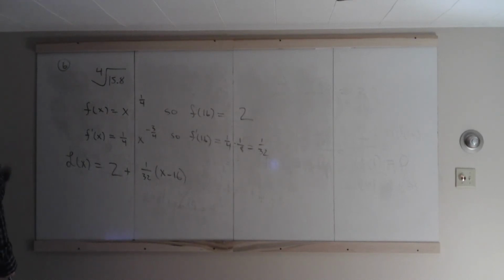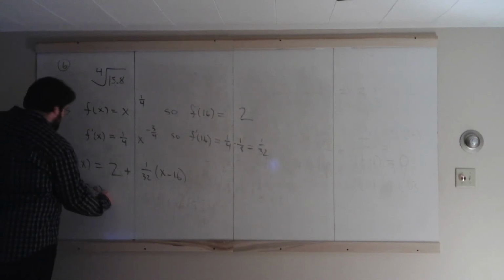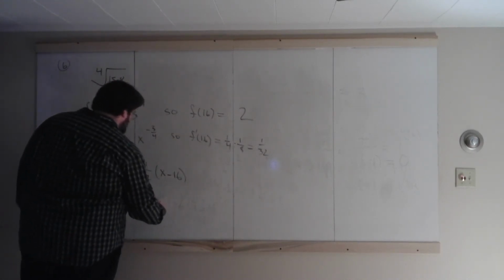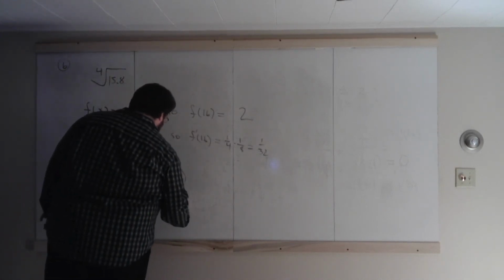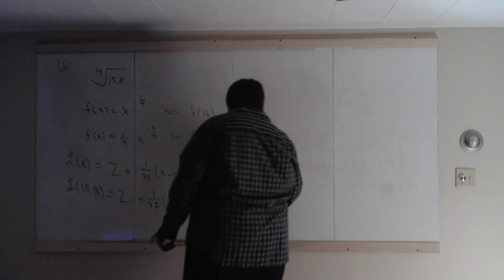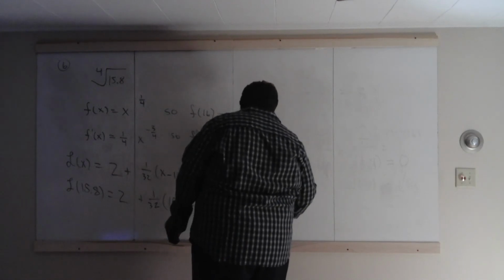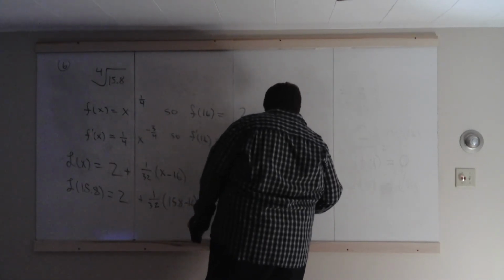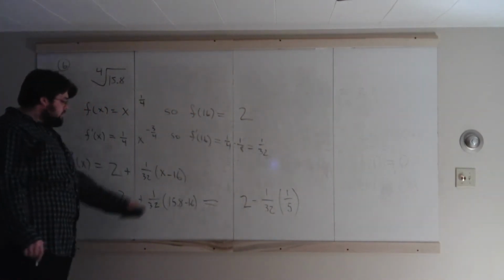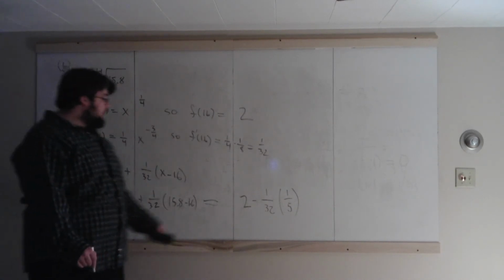So where were we? Well, we need to just now substitute 15.8. So it's 2 plus 1/32 times 15.8 minus 16, equals 2 plus 1/32 times negative 0.2, which is negative 1/5. I just threw the negative out there.